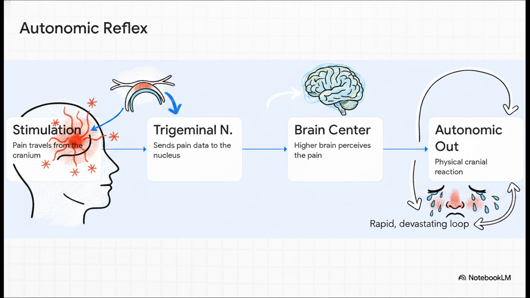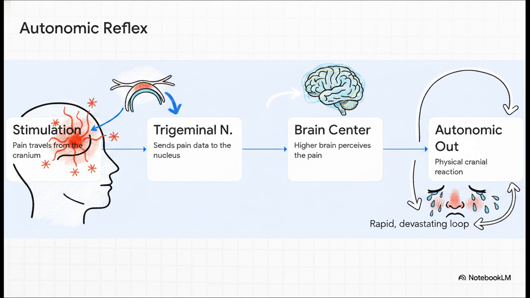Now that we've got the terminology down, let's zoom way in. Medical science calls this pathway the trigeminal autonomic reflex. It essentially maps out the exact 4-step journey that a pain signal takes. Step 1, there's stimulation of the afferents, those are the sensory nerve fibers, right in the cranium. Step 2, that signal travels down to the nucleus of the trigeminal nerve.